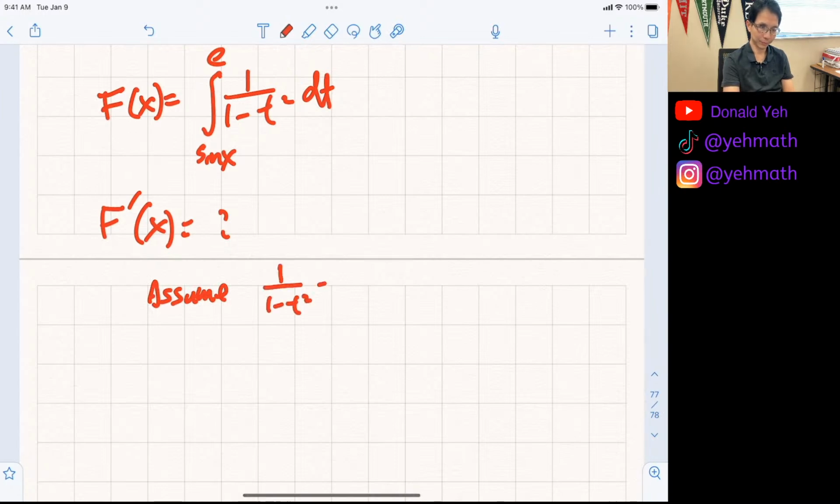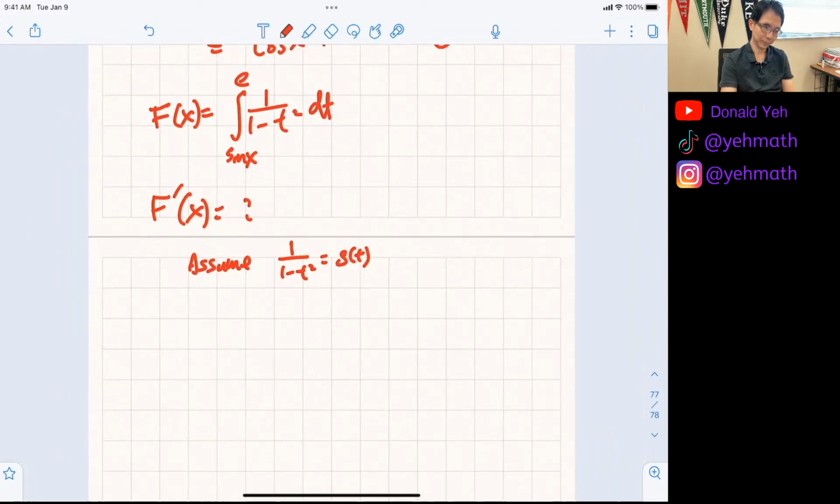Let's walk through this. Then what's the derivative? When you're assuming, you're just adding another substitution variable. It's like a new substitution.